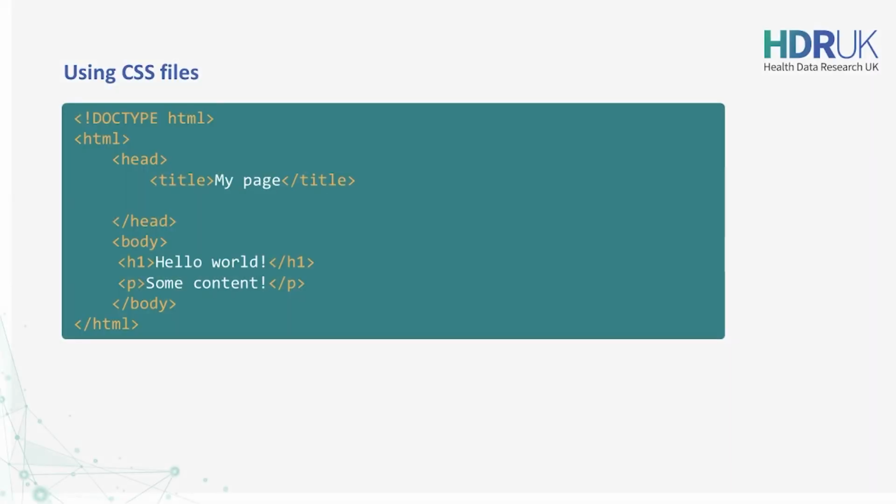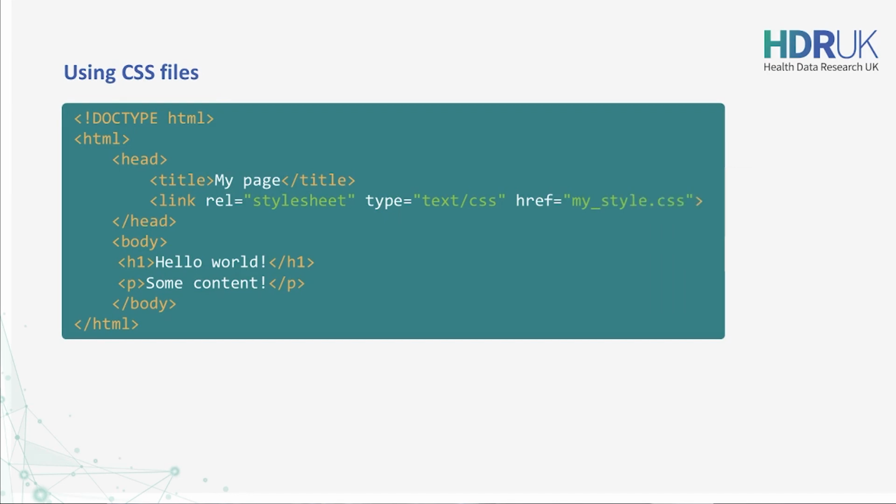So to do this, we'd simply go to the head section of our HTML document and we'd add a link to that CSS file in it, as you can see here. This tells us that there's a link and that the relationship is that it's a style sheet. It tells us that it's a CSS document, and then it tells what the name of the file is as well. So in this case, my_style.css. And that means that when the head section is rendered, it will import that file, and those styles will then be applied to the subsequent elements in your HTML document.